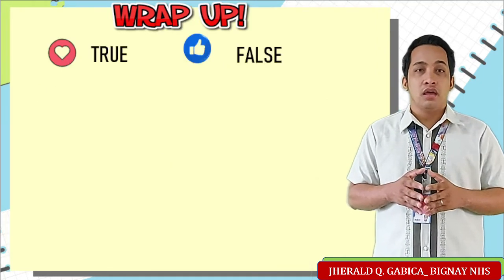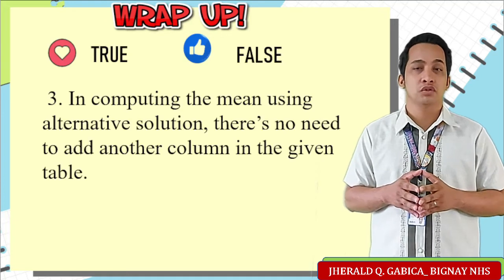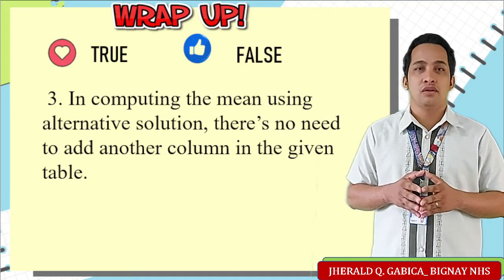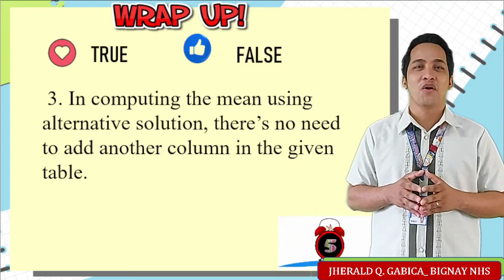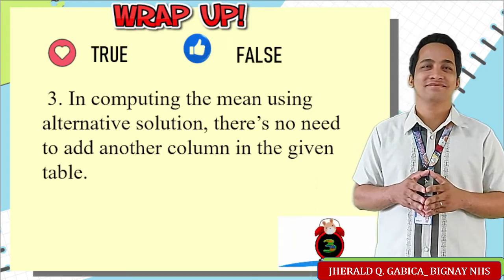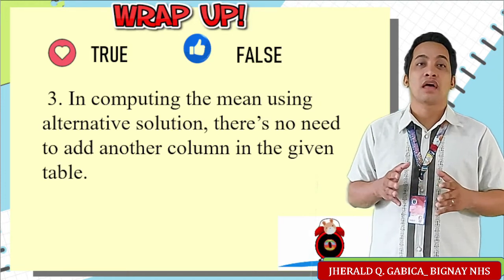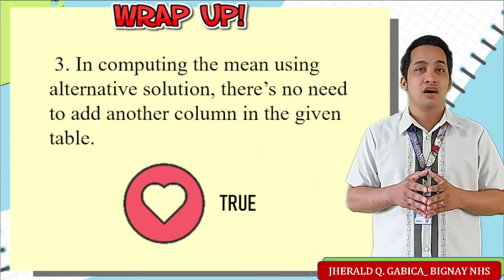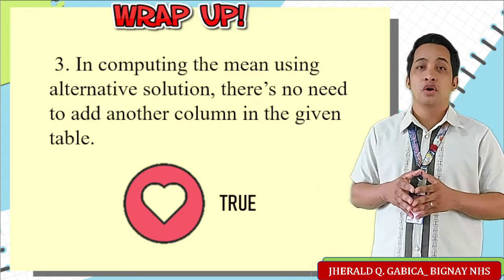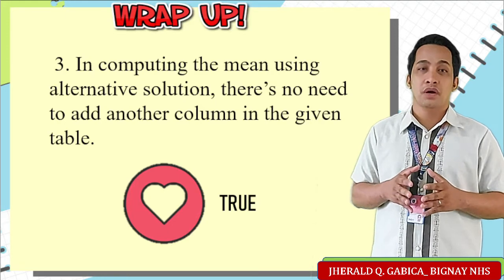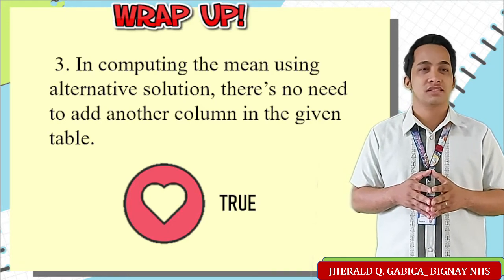Number 3. In computing the mean using alternative solution, there's no need to add another column in the given table. 5 seconds. Go. Time's up. The correct icon is heart. What we just need to do is to get the summation of x times the probability of random variable x.